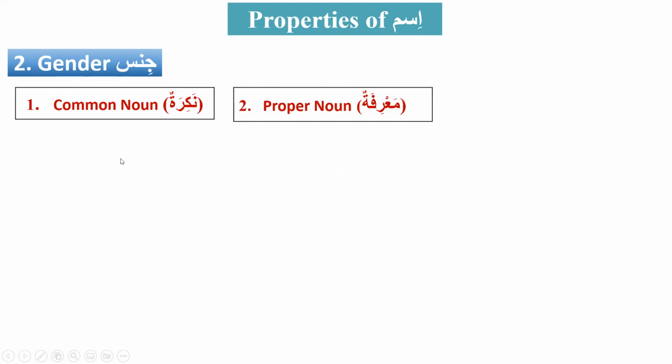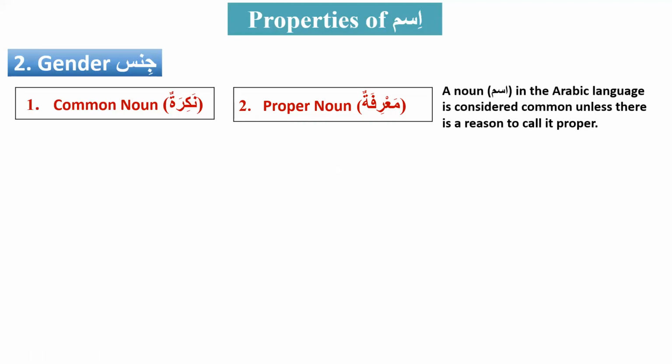When you look at an ism, you have to identify, is it a common noun or a proper noun? Like jins, we have a general statement: a noun or an ism in the Arabic language is considered common unless there is a reason to call it proper. Remember, in jins, an ism is considered masculine unless there is a reason to call it feminine.